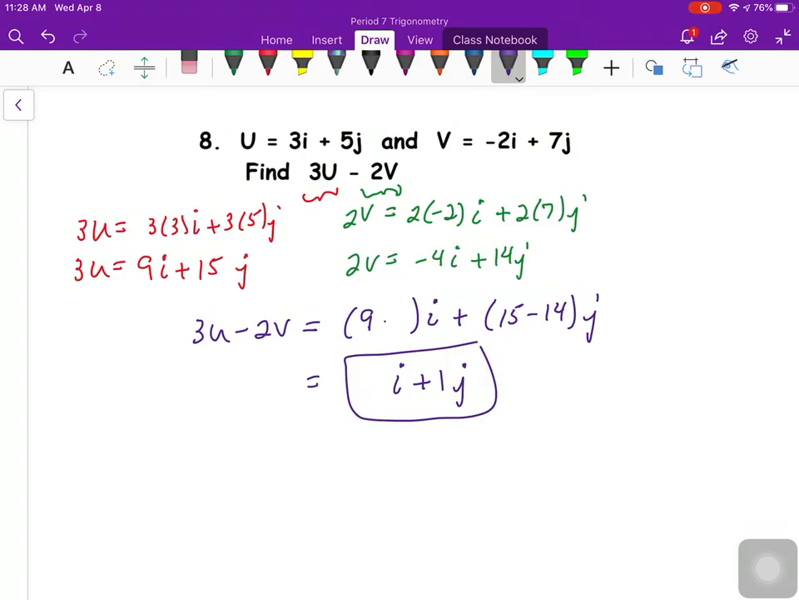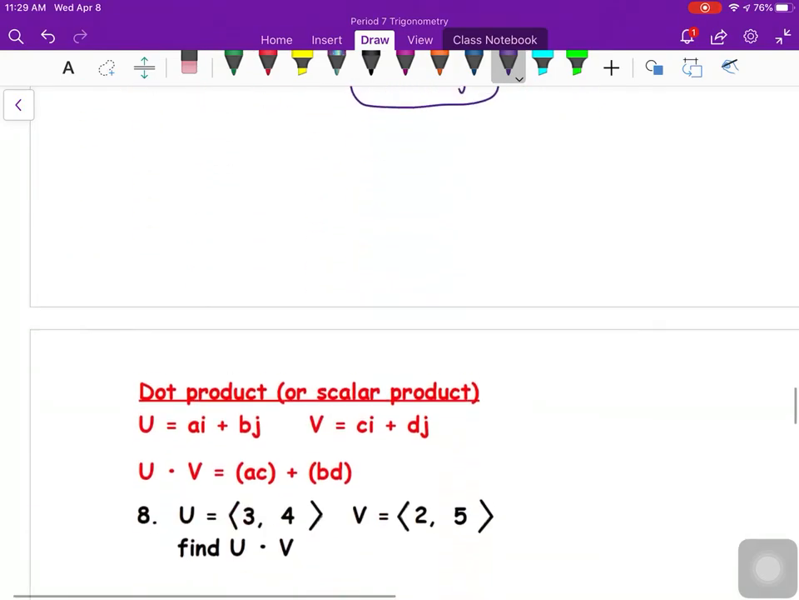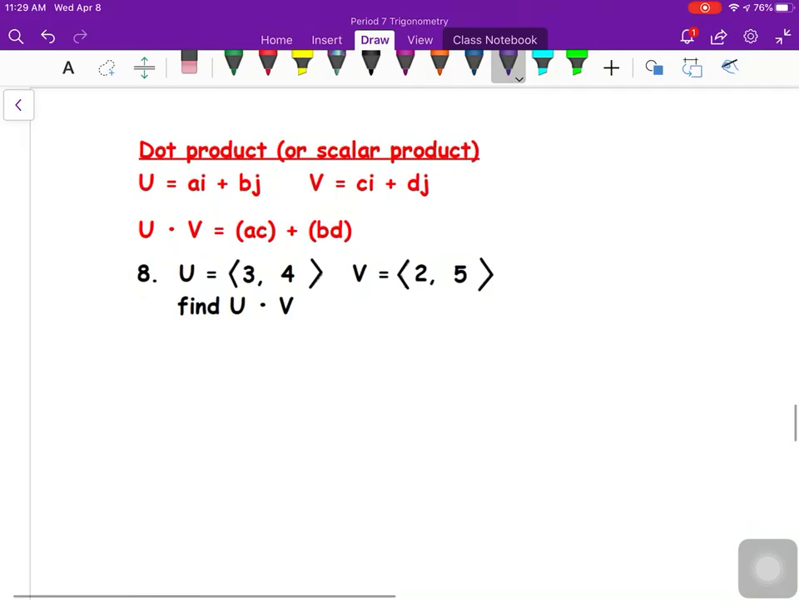Oh, just 1 second here. I see a mistake. So I'm going to go back and fix that right now. So it would have been 9i minus negative 4. So that comes out to be a 13i plus 1j. Because I have to use those values. 9 minus a negative 4. Okay?